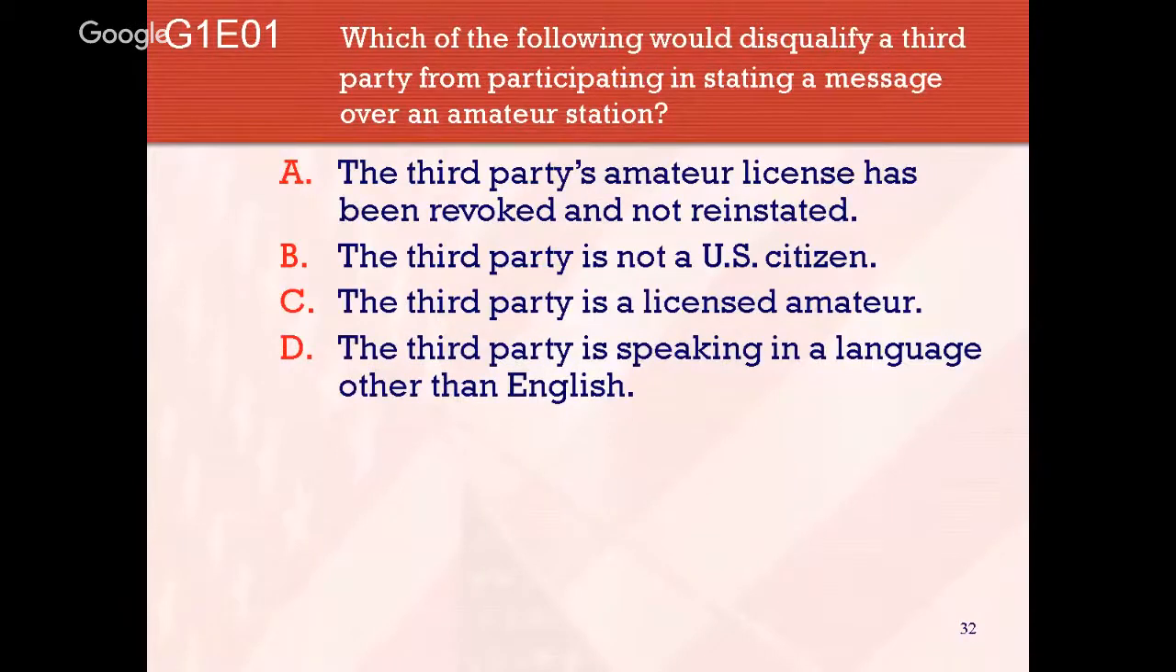Which of the following would disqualify a third party from participating in stating a message over a ham radio? Pretty easy here. A, when that party had a license and it was revoked and not reinstated.